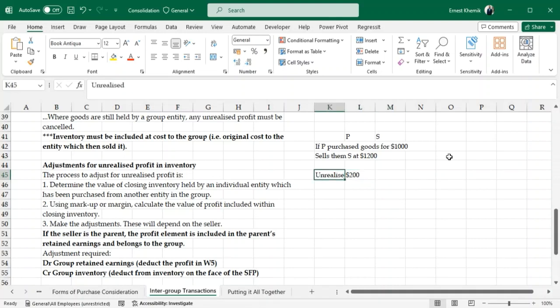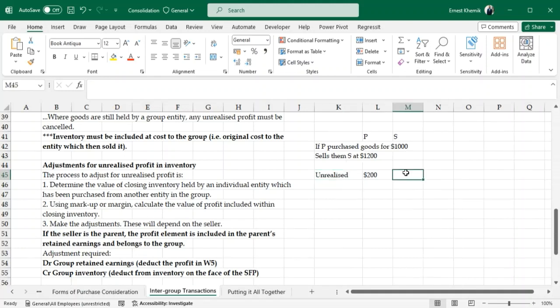Alright, so right now the profit is what? Unrealized. And so the value in S's inventory is not the cost to the group. This value 1,200 is not the cost to the group. Rather, the cost is this 1,000 which has been purchased from outside the group. So at the end of the day, it is just this amount that we want to see in the consolidated financial statements. So that is the issue of unrealized profit. Now there is a way of calculating this unrealized profit. So as I was saying, the inventory must be held in inventory at the year end.